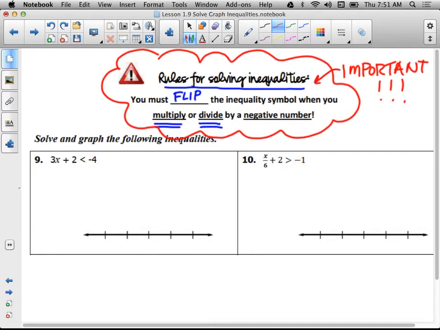You have to remember to flip the inequality symbol if you multiply or divide by a negative number. If you add or subtract a negative number, it doesn't matter. It's only if you multiply or divide by a negative number.